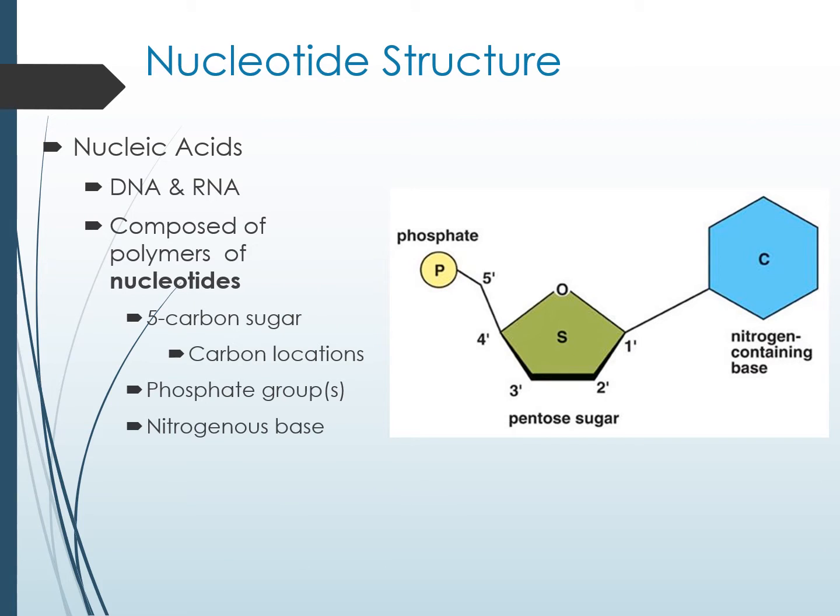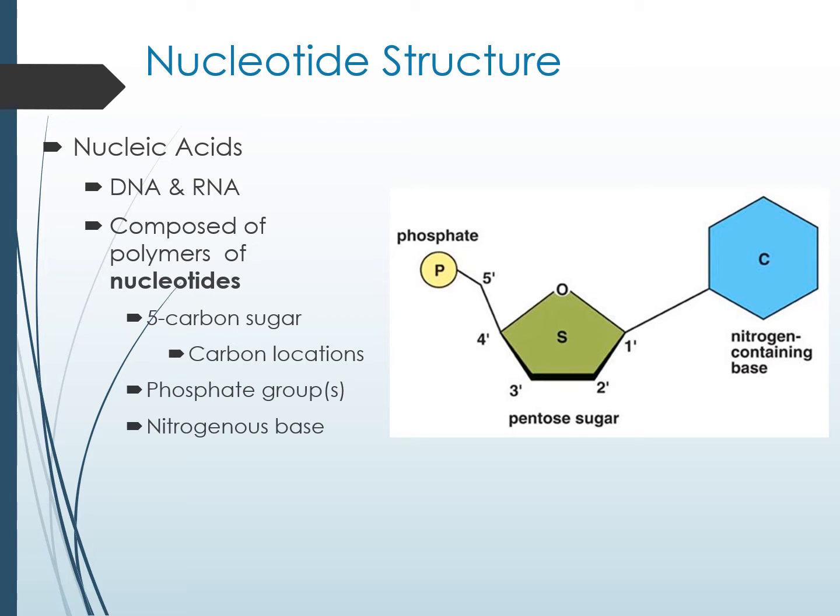There are two types of nucleic acids, DNA and RNA. Both of these are made of strings or polymers of nucleotides. A nucleotide has three parts: a 5-carbon sugar, a phosphate group, and a nitrogenous base.